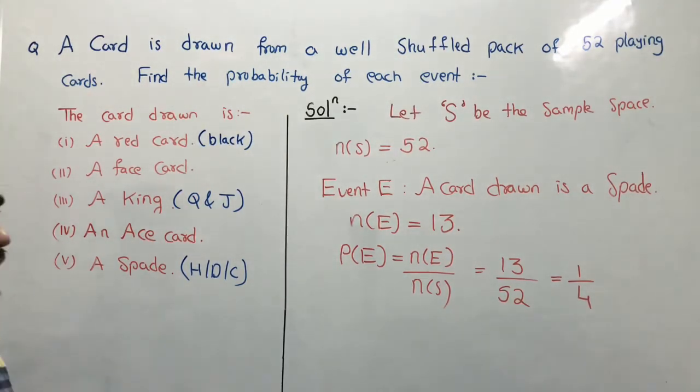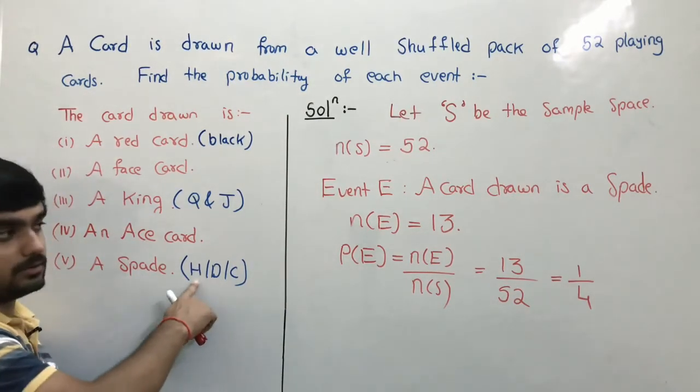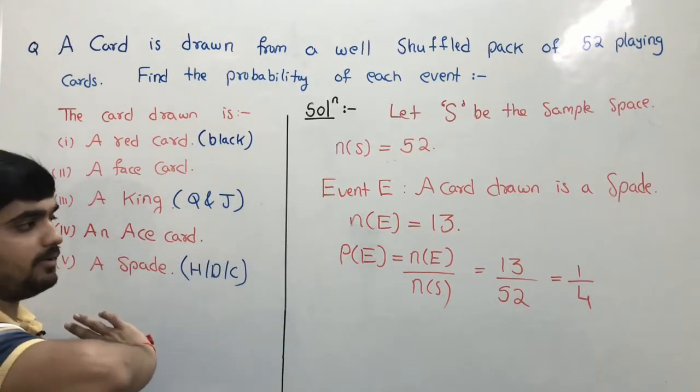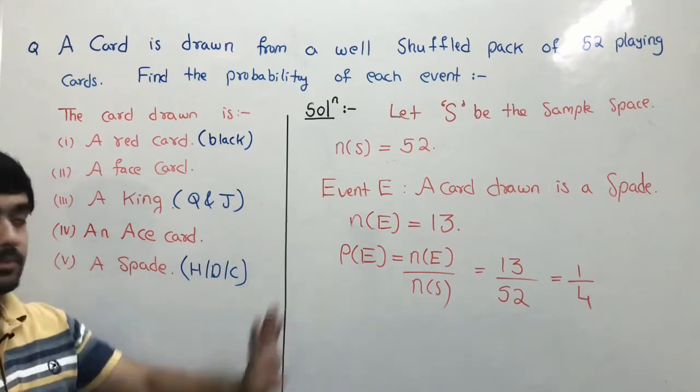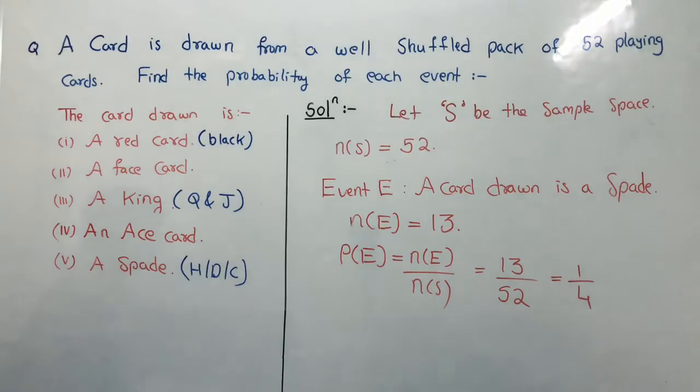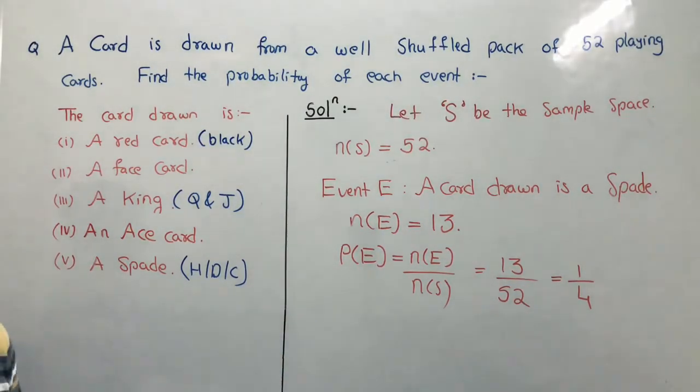Similarly, it is applicable to each set. If they ask a card drawn is a heart, same 13 by 52, or diamond same, or club same. So all the values will be 13 by 52, that is 1 by 4.